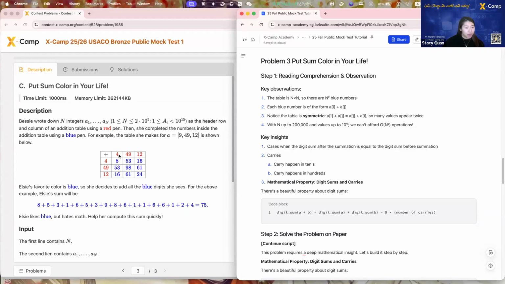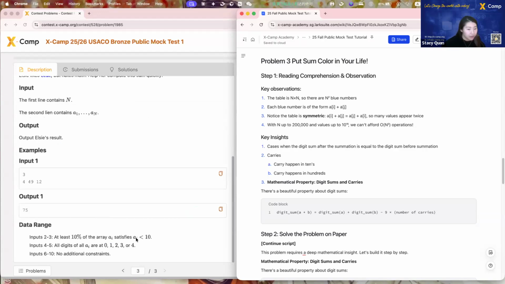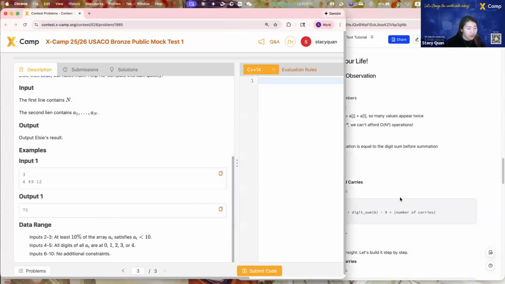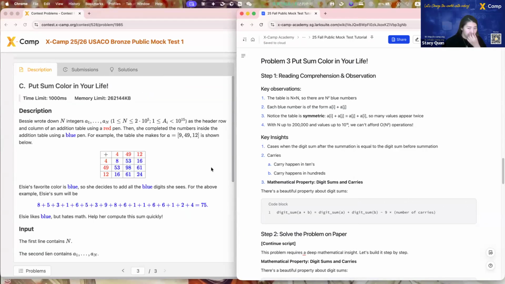The blue number is formed by adding the row and column together, and the table is symmetric. The brute force is not going to work. You might see this in earlier, smaller sample cases, for example, when the values are less than 10. But otherwise, n squared is too large, not to mention the values can grow up to 10 to the power 15. You likely have a sum of 10 to the power 15, so you have 15 digits inside every blue number that you have to use a loop to break down. So brute force is not going to work.